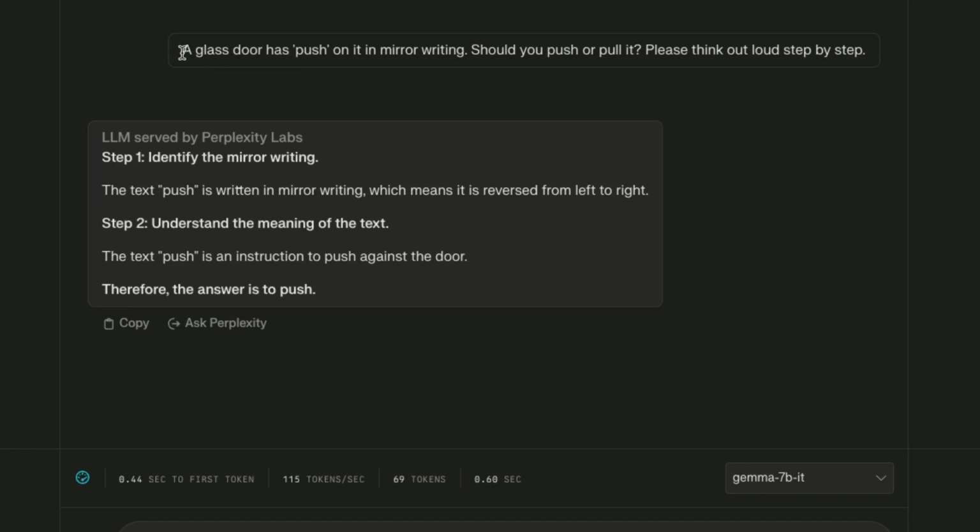Okay, here's another prompt. A glass door has "push" written on it in mirror writing, right? So should I pull it or push it? Now this says identify the mirror writing. The text "push" is written in mirror writing, which means it is reversed from left to right. Understand the meaning of the text. And the conclusion from Gemma 7b is that you should push the door.